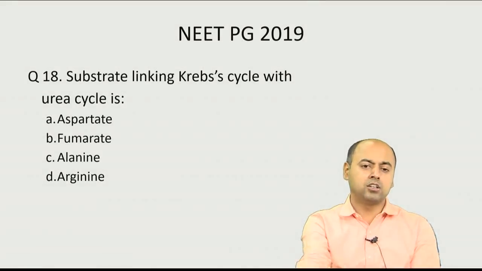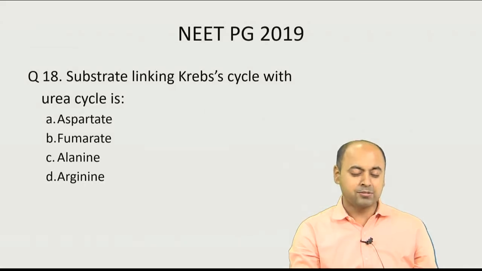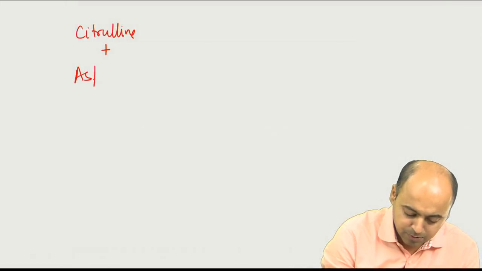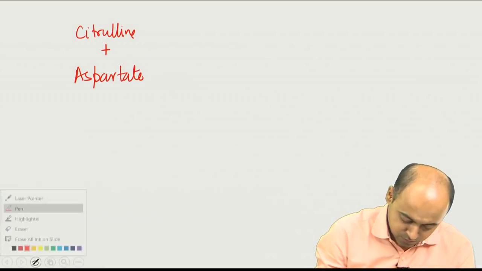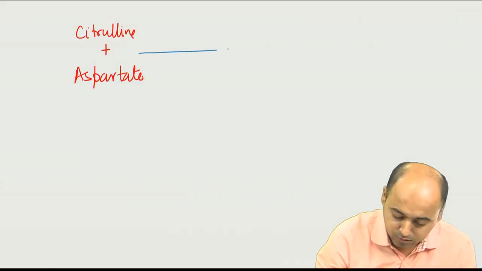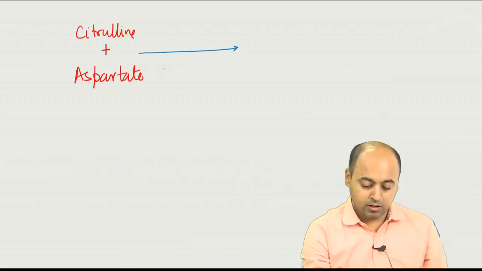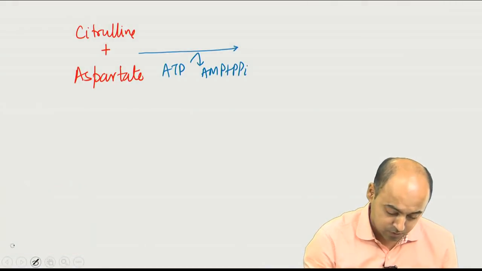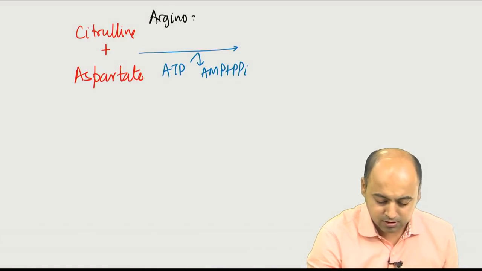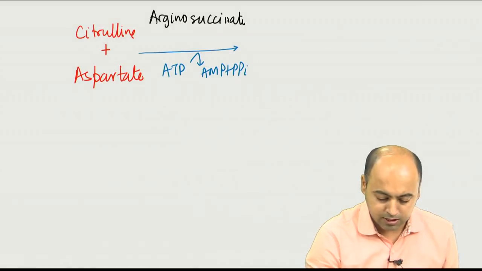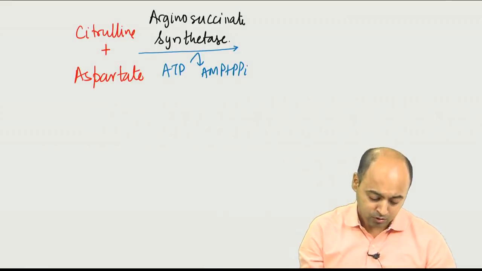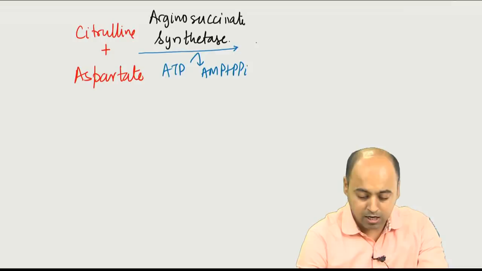Now, substrate linking Krebs cycle with urea cycle. For this we will take a quick look at a part of the Krebs cycle and then come back to this question. So what happens in one of the reactions, the citrulline combines with aspartate in the presence of the enzyme called arginosuccinate synthetase. The arginosuccinate synthetase will combine citrulline and aspartate to give us, as the name suggests, arginosuccinate.